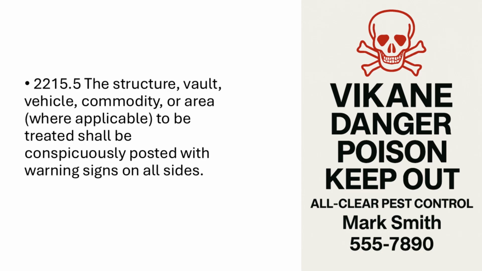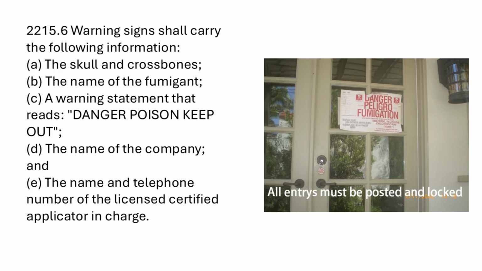2215.5. The structure, vault, vehicle, commodity, or area where applicable to be treated shall be conspicuously posted with warning signs on all sides. 2215.6. Warning signs shall carry the following information: A. The skull and crossbones. B. The name of the fumigant. C. A warning statement that reads danger, poison, keep out. D. The name of the company. And E. The name and telephone number of the licensed certified applicator in charge.